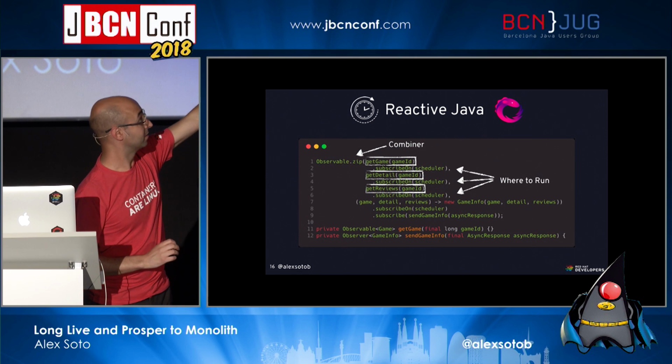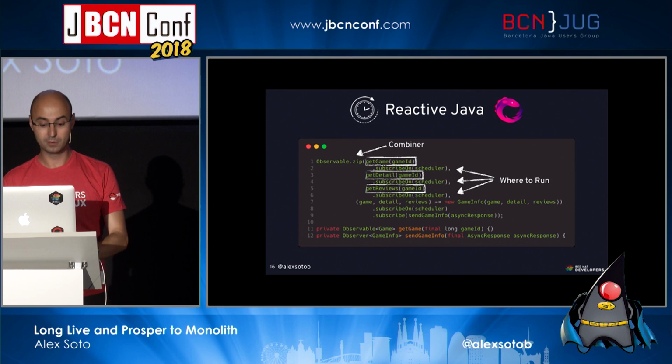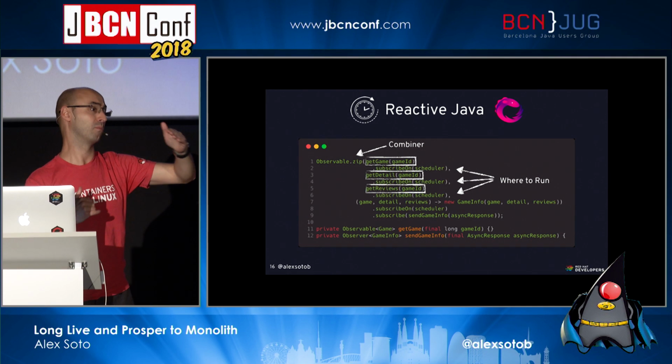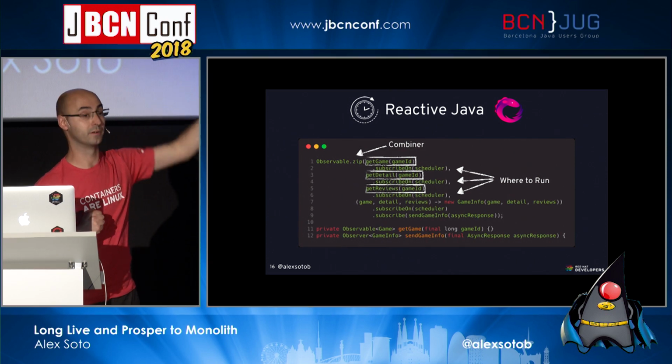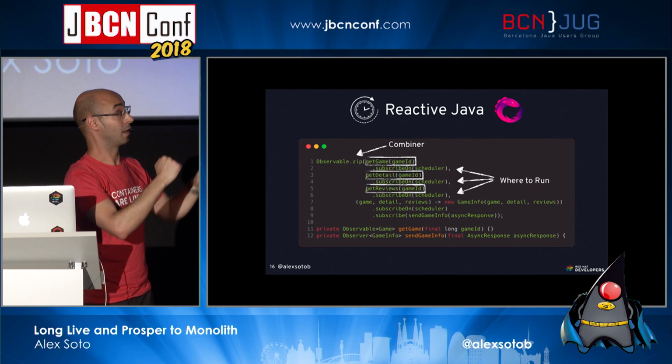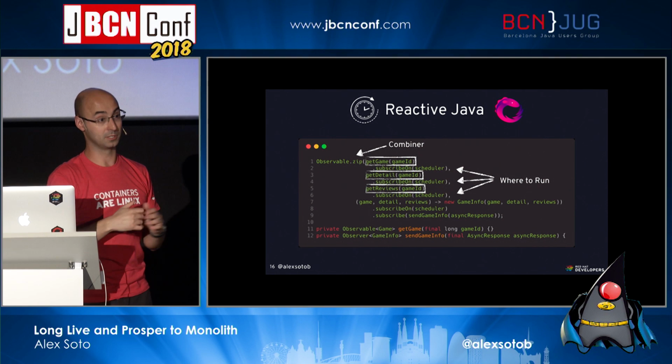Then we need to set, with this subscribeOn, where we want to run these methods. You can think about this like a thread pool, right? So if you set the scheduler to just one thread, then it will execute each of these methods sequentially. And if you have a thread pool, then they will execute in parallel.